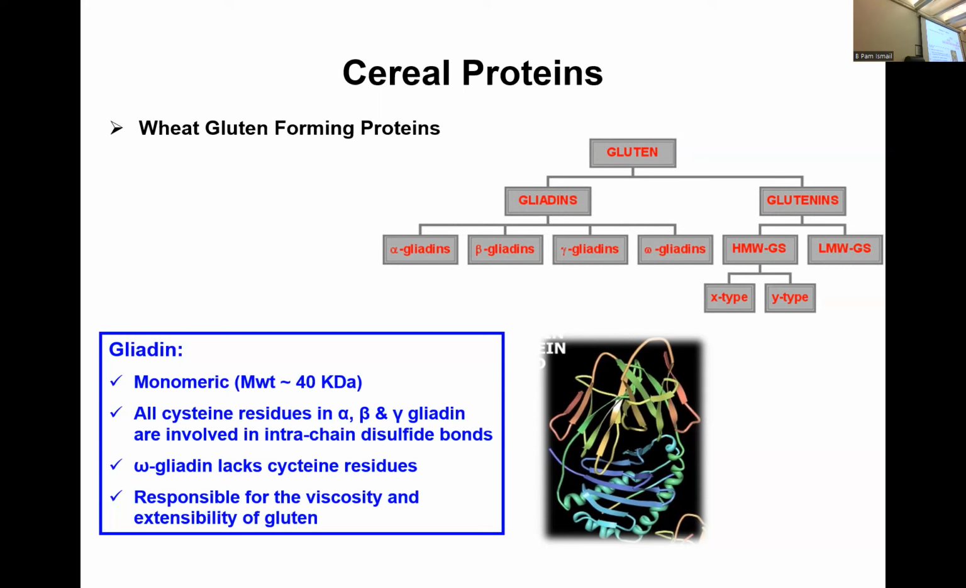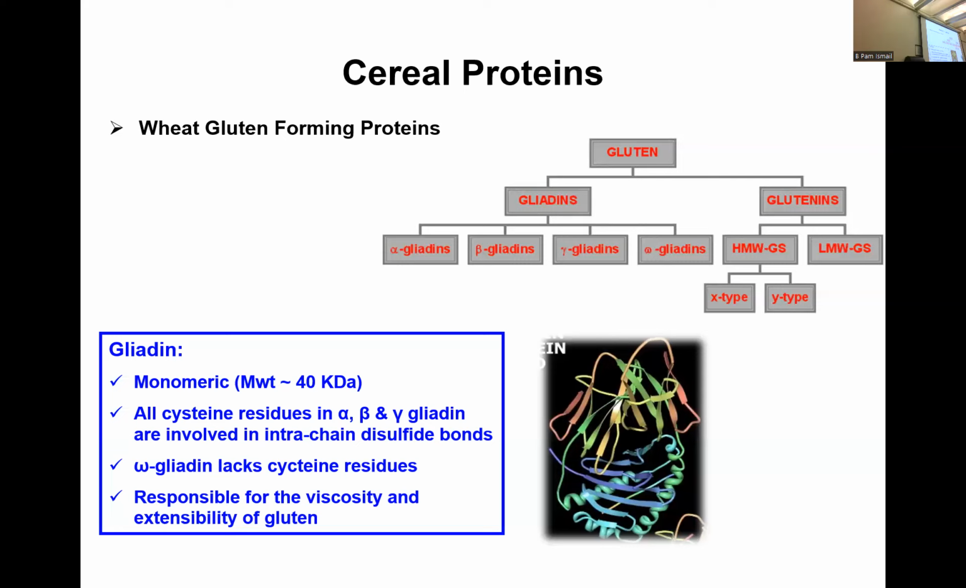If we look at gliadin, gliadin is mostly monomeric. That means it doesn't form a quaternary structure. It has a molecular weight around 40, but it varies because there are different types of gliadins. The alpha, beta, and gamma are the ones that have cysteine. Omega lacks cysteine groups.